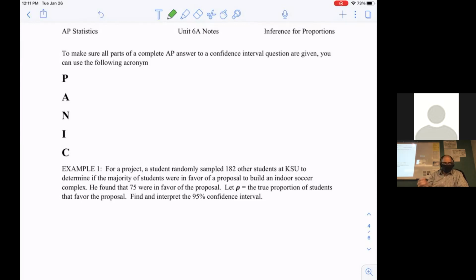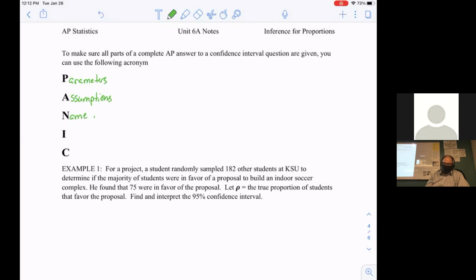Okay, so P is going to stand for the parameters. What part of the population are we looking for, as well as this is where we write down everything. A stands for assumptions. With any inference problem, we have to go through and make sure our assumptions are met. Therefore, we know that we are okay conducting inference procedures on this particular sample.